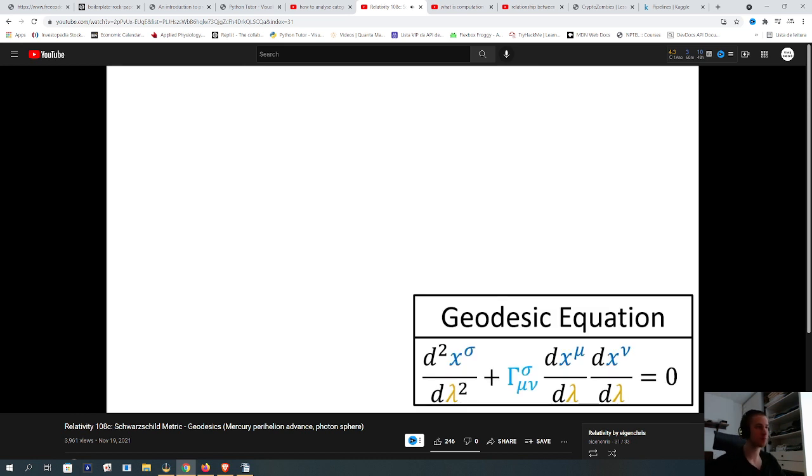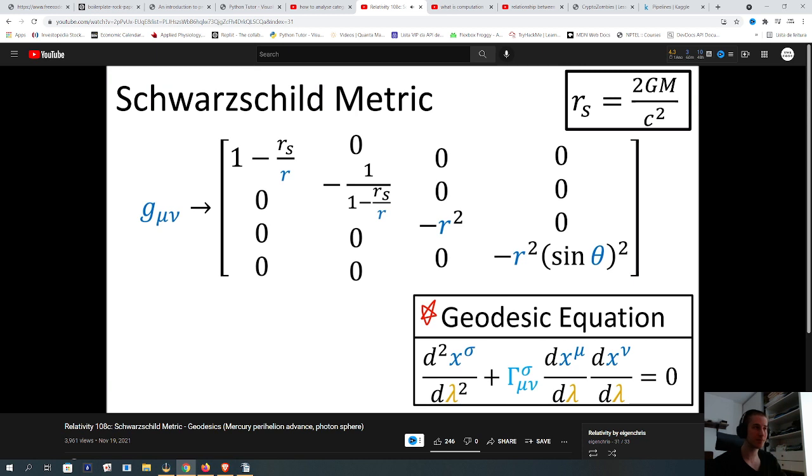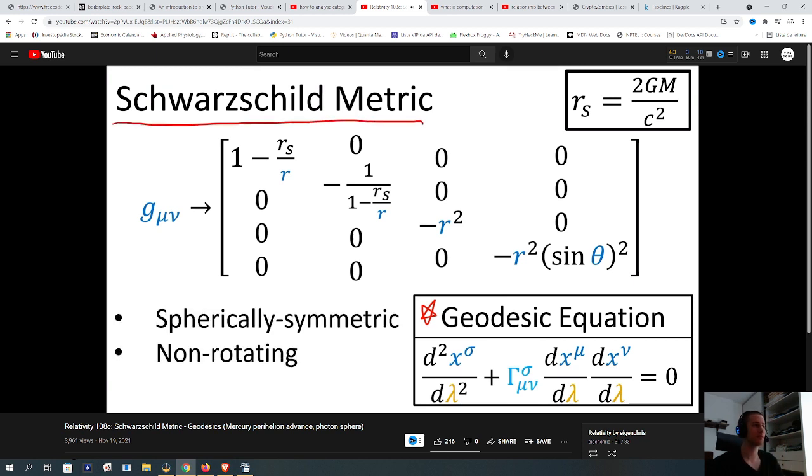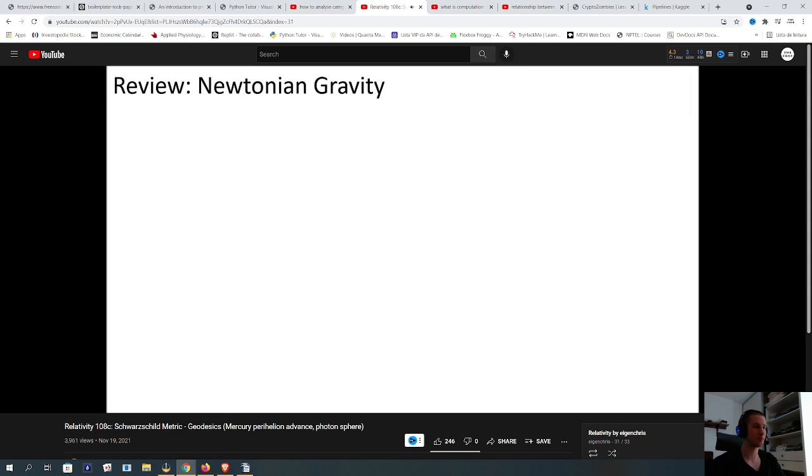Our goal for this video will be to take the geodesic equation and use it to solve for the paths of massive particles and massless light beams through Schwarzschild spacetime, where the curved spacetime is caused by a spherically symmetric, non-rotating, uncharged mass. Before we look at geodesics in general relativity, let's do a quick review of gravitational orbits in Newtonian gravity.